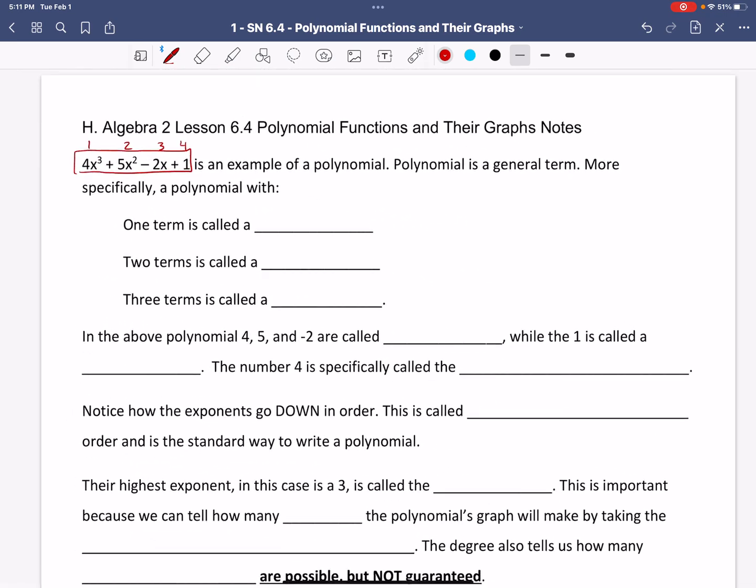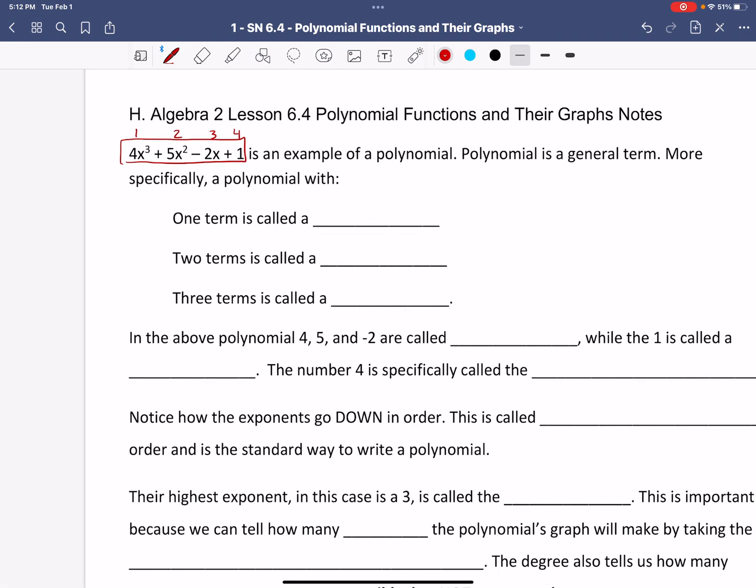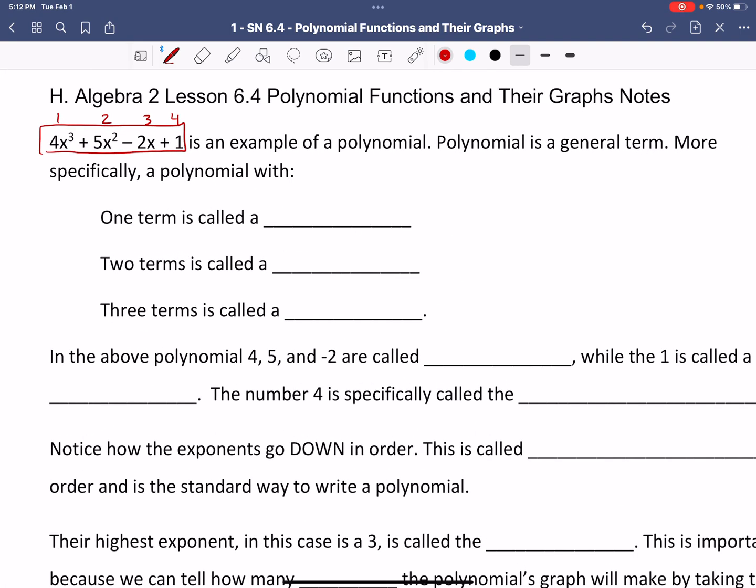We don't have a name for a 4-term polynomial, but we do have a name for a 1-term, a 2-term, and a 3-term, and you are responsible to know those. A 1-term polynomial is called a monomial. A 2-term polynomial is called a binomial. And a 3-term polynomial is called a trinomial. These names refer to an equation, not its graph.